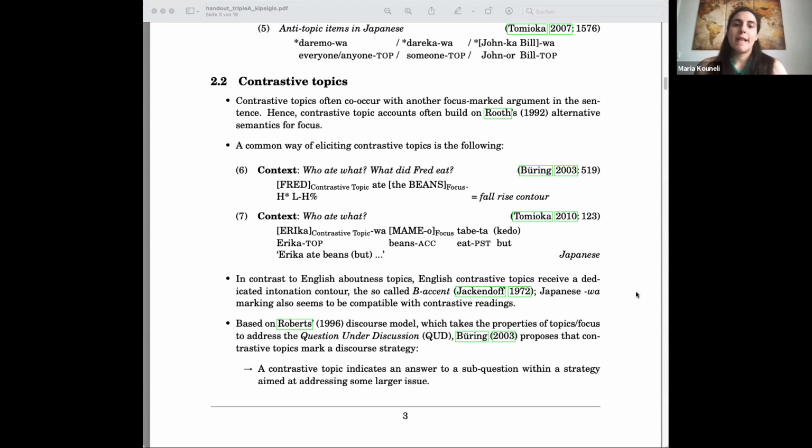In 7, we see a contrastive topic context from Japanese, and here the contrastive topic Erika is marked by wa. Okay, so for Japanese, we have the same marking for aboutness and contrastive topics.